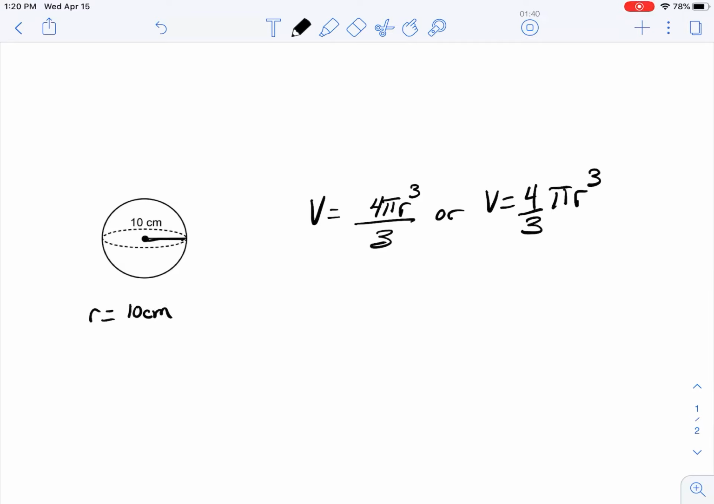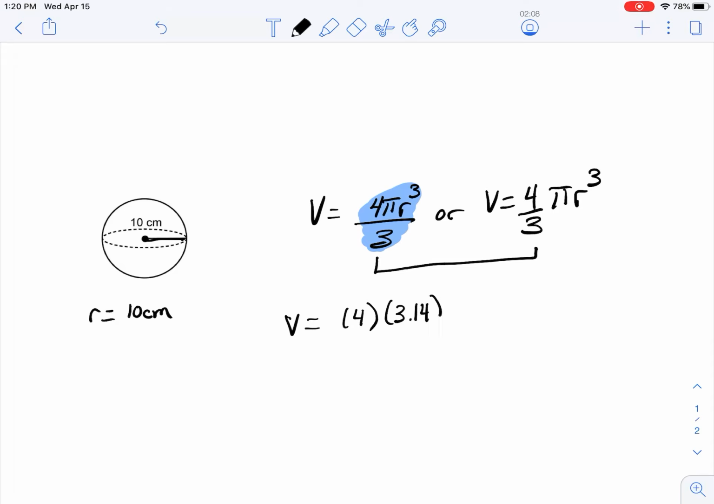Again, noting that they gave us a radius because the line is halfway. But in this one here, we're going to calculate volume. So again, just like the cone, you could use one of these two formulas. They're both exactly the same. 4 pi r cubed this time, divided by 3, or volume equals 4/3 times pi r cubed. Both exactly the same. I like to use this one.